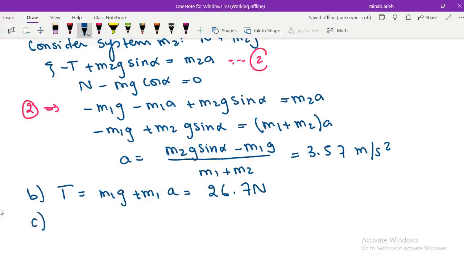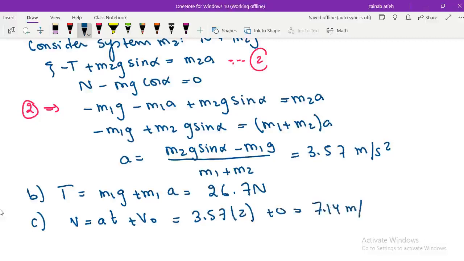أنا بدي استعمل الفاينل speed. So I will get V equals AT plus V0. ال A هي ذاتها لاثنين objects because they are connected by an inextensible string. I have the time which is 2 seconds. I have the acceleration, it's 3.57. Time is 2, V0 was rest. So I will get my answer which is 7.14 meter per second. Okay, this is for V.